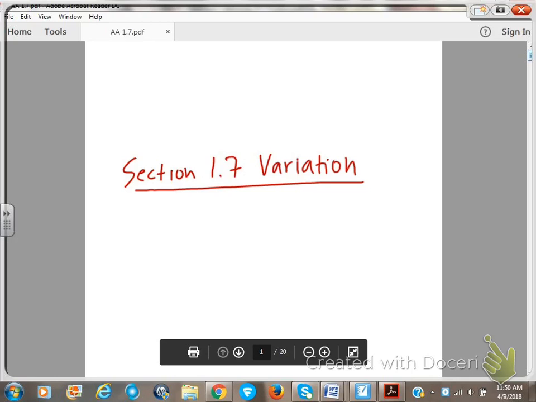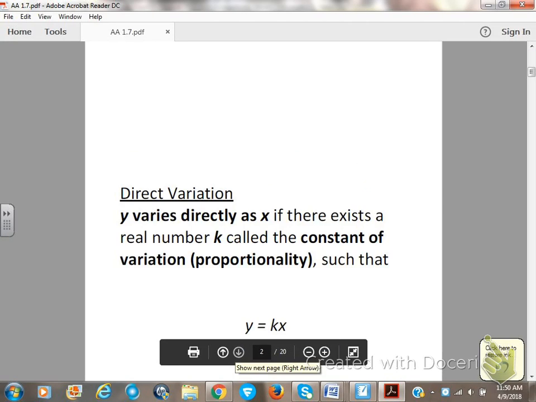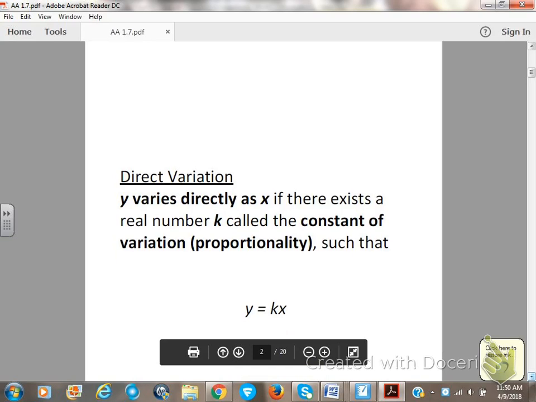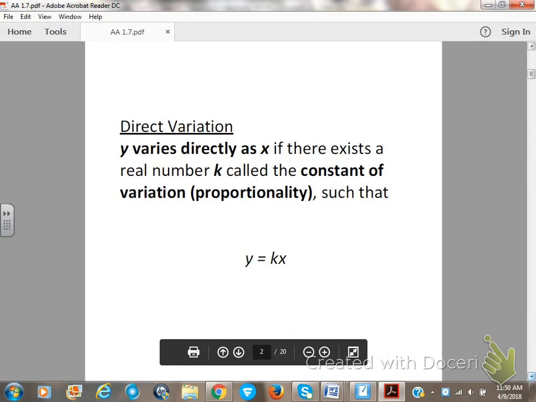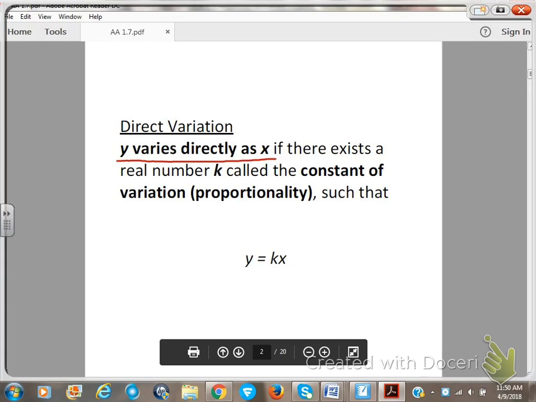There are three types of variation that we talk about. The first one is called direct variation. Y varies directly as x if there exists a real number k, called the constant of variation or the constant of proportionality, such that y equals k times x. The big thing here is that y varies directly as x means you are using multiplication. Since y is written first, y goes at the beginning of the equation. X is written at the end, so x is what's being multiplied by k.